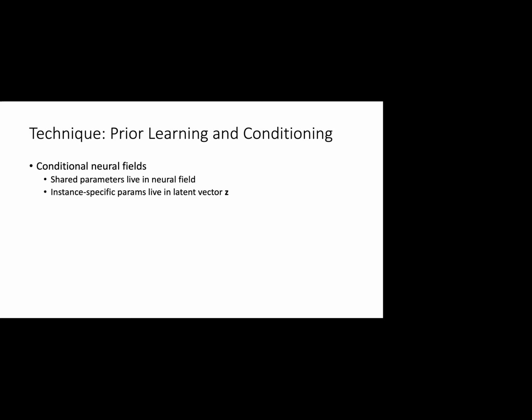This idea of conditional neural fields kind of frees you from that. It lets you separate into 2 parts the shared parameters that you're learning that are relevant to everything in your domain, and then your instance specific parameters that live in a latent vector Z. This was a little confusing, so I actually grabbed my favorite paper that implements this, I think, really well.